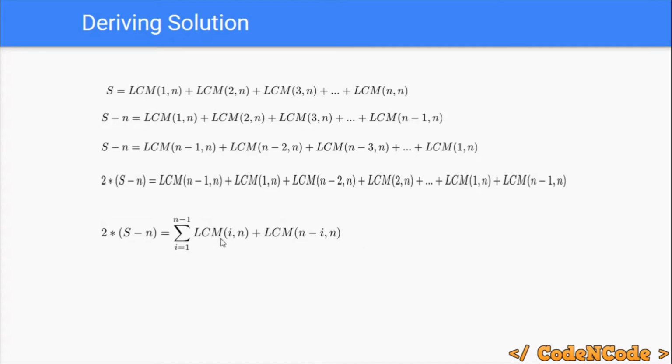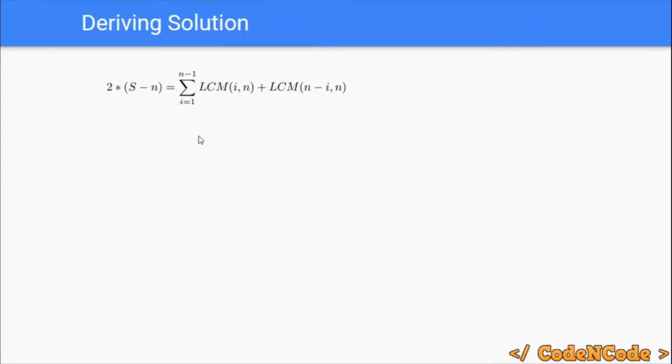Now there is something special about these pairs. Let me show you what is special about these pairs. Now see, these two can be represented like this. Since, as we all know, the LCM of two numbers is their multiplication divided by their GCD, LCM of (i, n) is this one, and LCM of (n minus i, n) is this one. Now in my number theory course, we have already seen that GCD of (a, b) and GCD of (a minus b, b) are the same. So GCD of (i, n) and GCD of (n minus i, n) are the same.